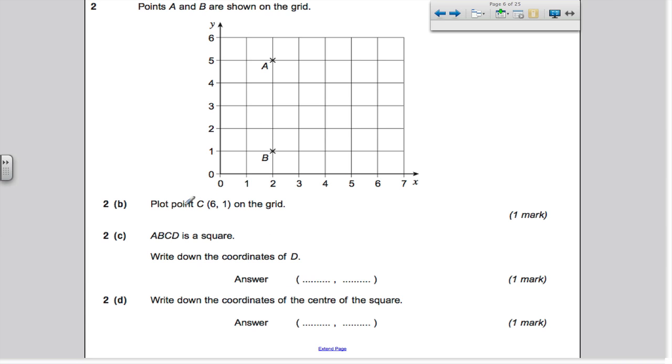Again, we have our grid and we're asked to plot a point 6, 1 on the grid. So remember, always go along your corridor first. That's 6, and go up as far as 1 and plot the point C. So that's our next mark.